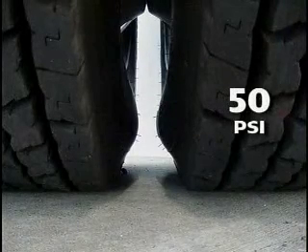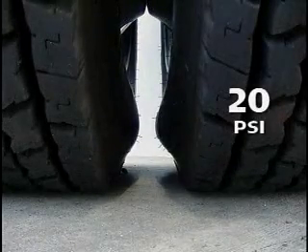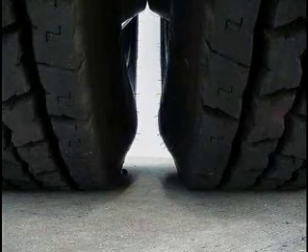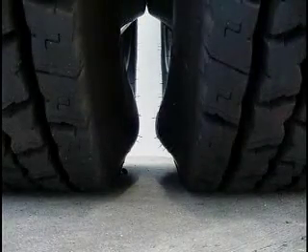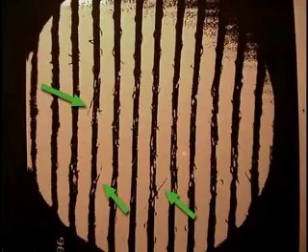Here, the inside tire has been reduced to 50 psi. Note the change in deflection. Finally, we have reduced the inside tire to 20 psi. This has created an extreme deflection in the inside tire's sidewall. An X-ray taken of this type of run-flat damage shows the individual broken sidewall cords.